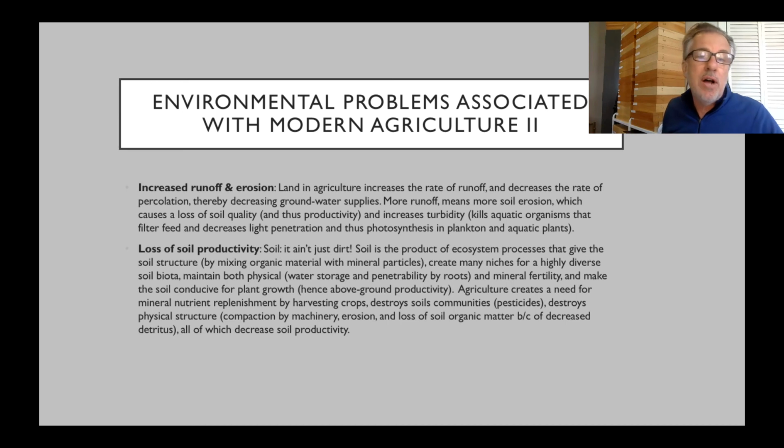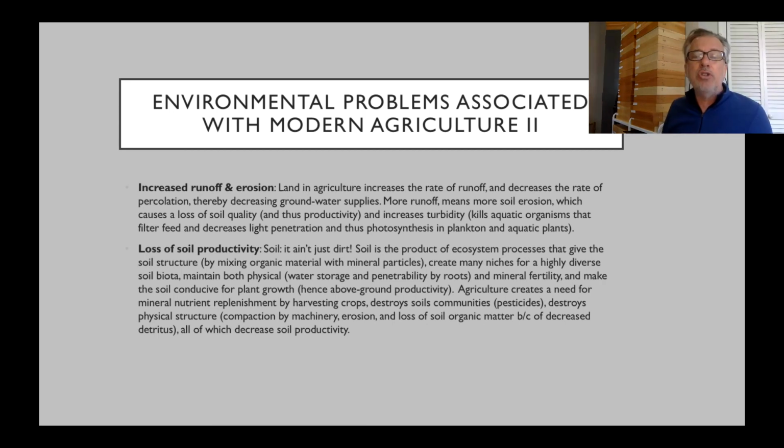Then we have the issue of loss of soil productivity. Soil isn't just dirt. Soil is the product of ecosystem processes that give soil structure that's created when mineral particles mix with organic matter. This creates many niches for a highly diverse soil biota, the organisms that live there, and these all combine to maintain physical and mineral fertility. And by physical fertility, I mean the ability of the soil to store water, the ability of plant roots to grow easily through the soil. And mineral fertility refers to the nutrient minerals, mainly nitrogen, phosphorus, and potassium.